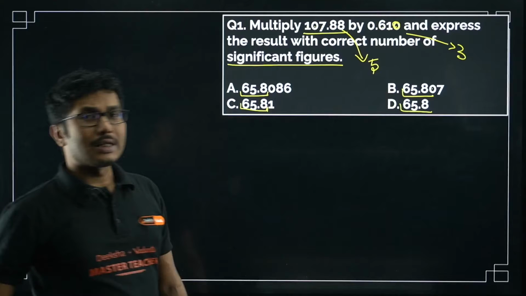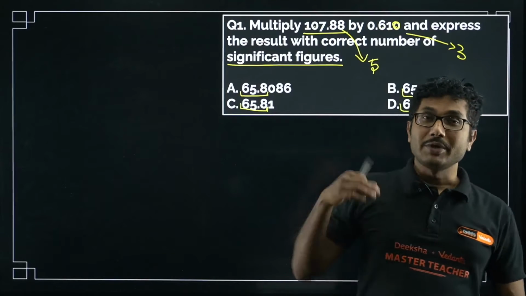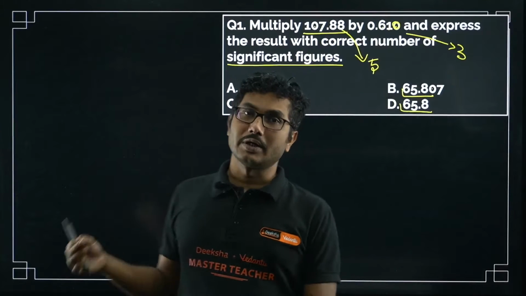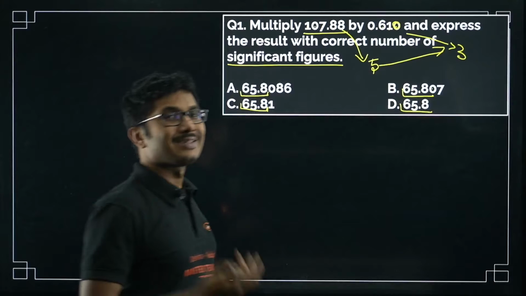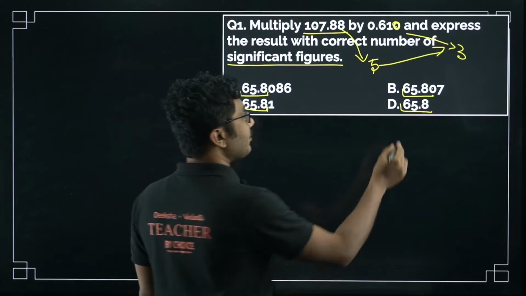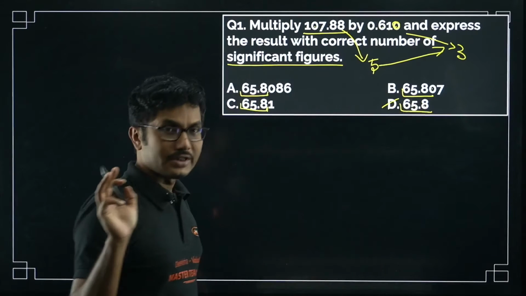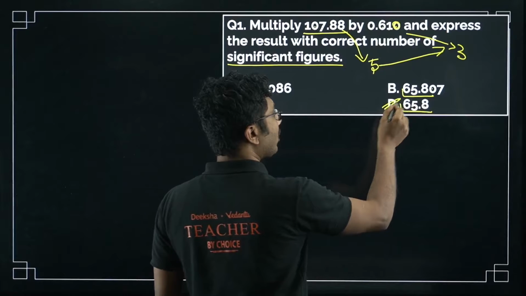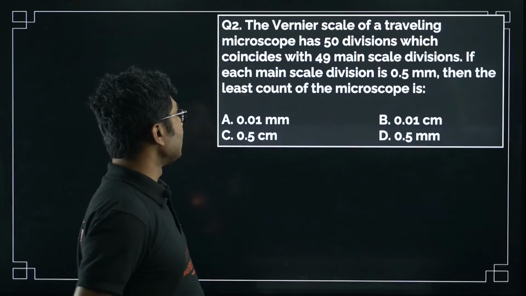Now when you are multiplying, the result should contain the minimum number of significant figures. Out of 5 and 3, the minimum is 3. So the answer should have only 3 significant figures. Now if you see option D, here we have 1, 2, 3, only 3 significant digits. So the correct answer is only D, not A, not C, not B. Okay, now let's move on.